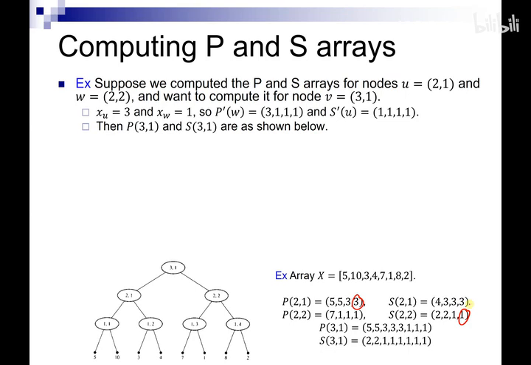Now we're going to take this value, the 3, and do the element-wise minimum of the 3 with the P of W. So this is going to be the U over here, and this is the W. This is X of U, and then this is X of W. So we're going to take the element-wise minimum of X of U with P of W. So the minimum of 3 and 7 is going to be 3, and then 3 and 1 is going to be the 1.